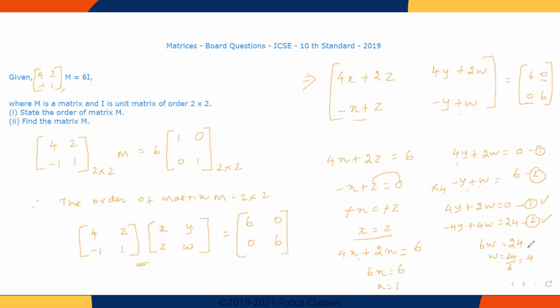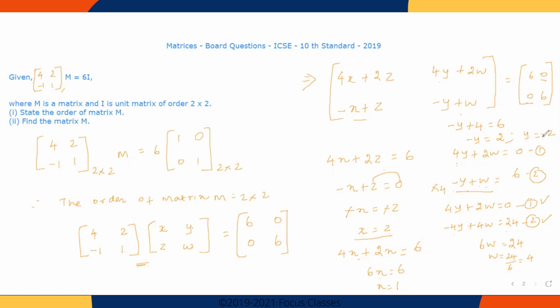Now we found the value of w, right? So once you have the value of w, then substitute the value of w here. So minus y plus 4 is equal to 6. So minus y is equal to 6 minus 4, that is nothing but 2. So which is nothing but y is equal to minus 2.